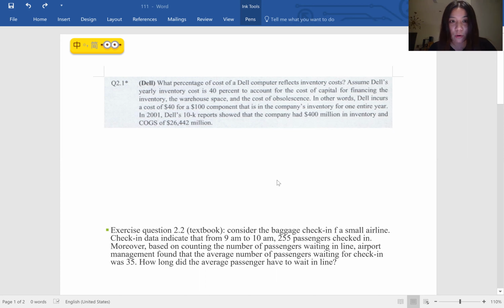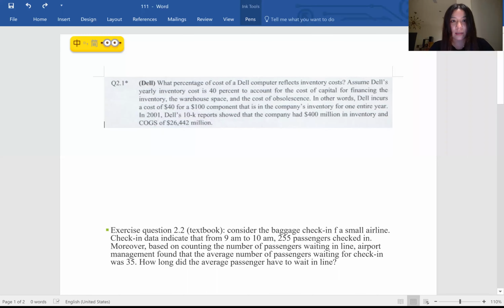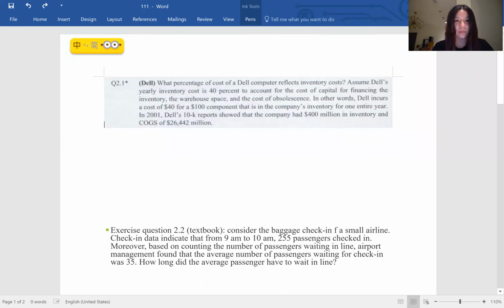Today, I will go over 4 questions. 3 questions are on the professor's slides, and 1 is from the textbook. So first, let's look at the one from the textbook, which is question number 2.1. And let's look at the question.